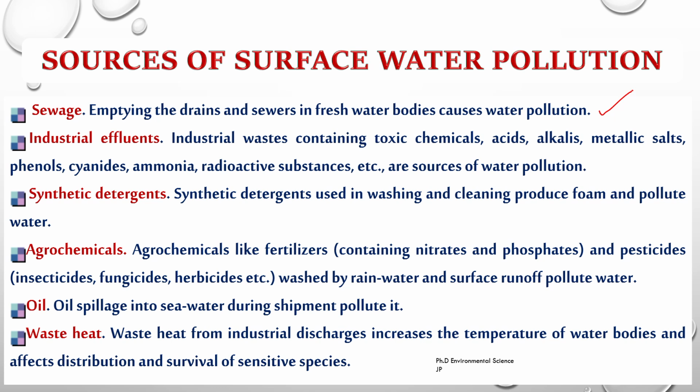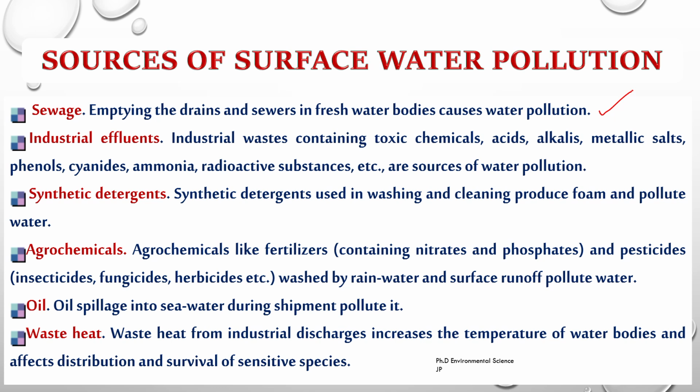Second, industrial effluents. Industrial processes generate effluents containing various pollutants such as toxic chemicals, heavy metals like lead and mercury, acids, alkalis, and organic compounds. For example, factories releasing untreated effluents containing heavy metals into nearby rivers can severely harm aquatic ecosystems and make water unfit for consumption or recreation.